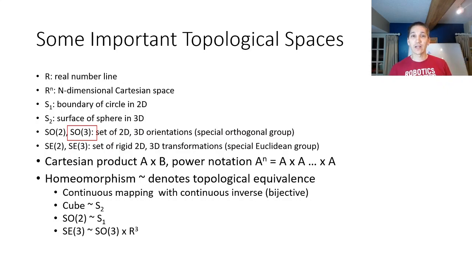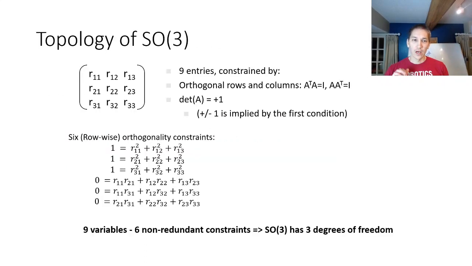The same thing goes for SE3 and SO3 cross product with R3. So basically a rigid transformation is just a rotation plus a translation. So the complex bit here is really dealing with that rotation component. So SO3 is rather complex.